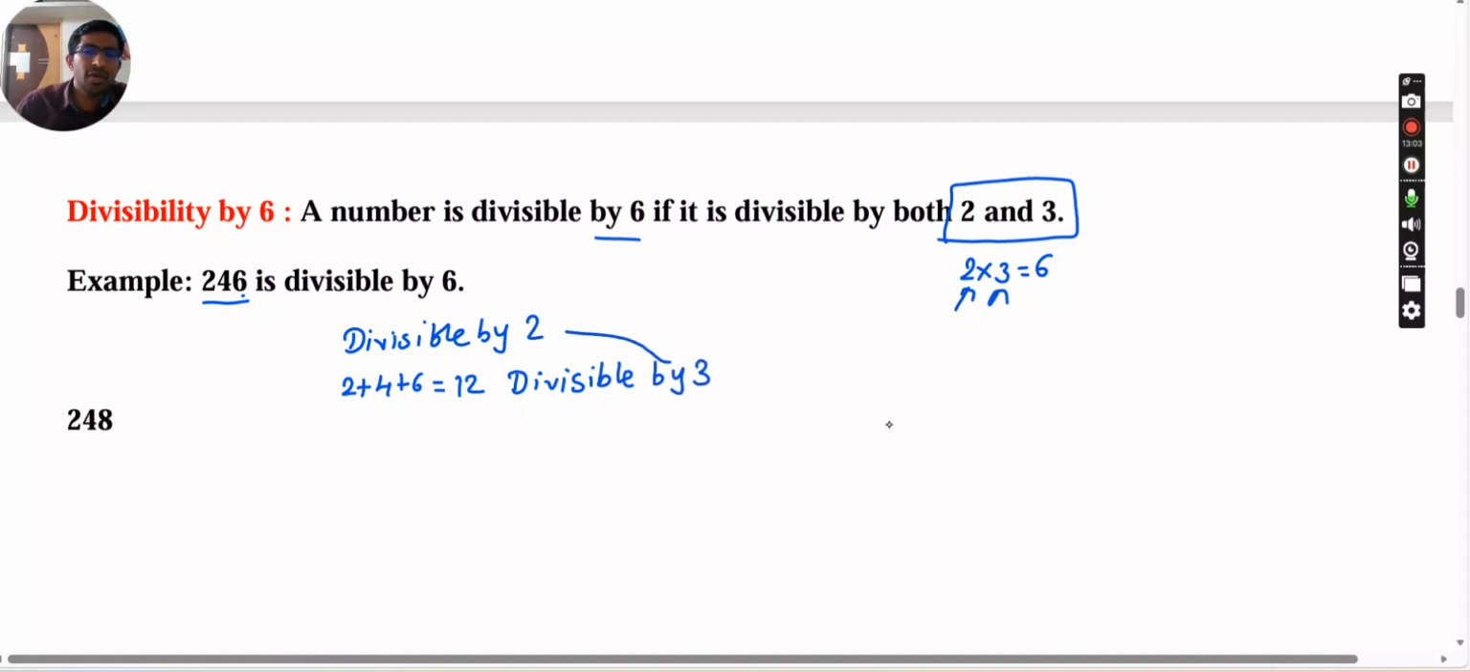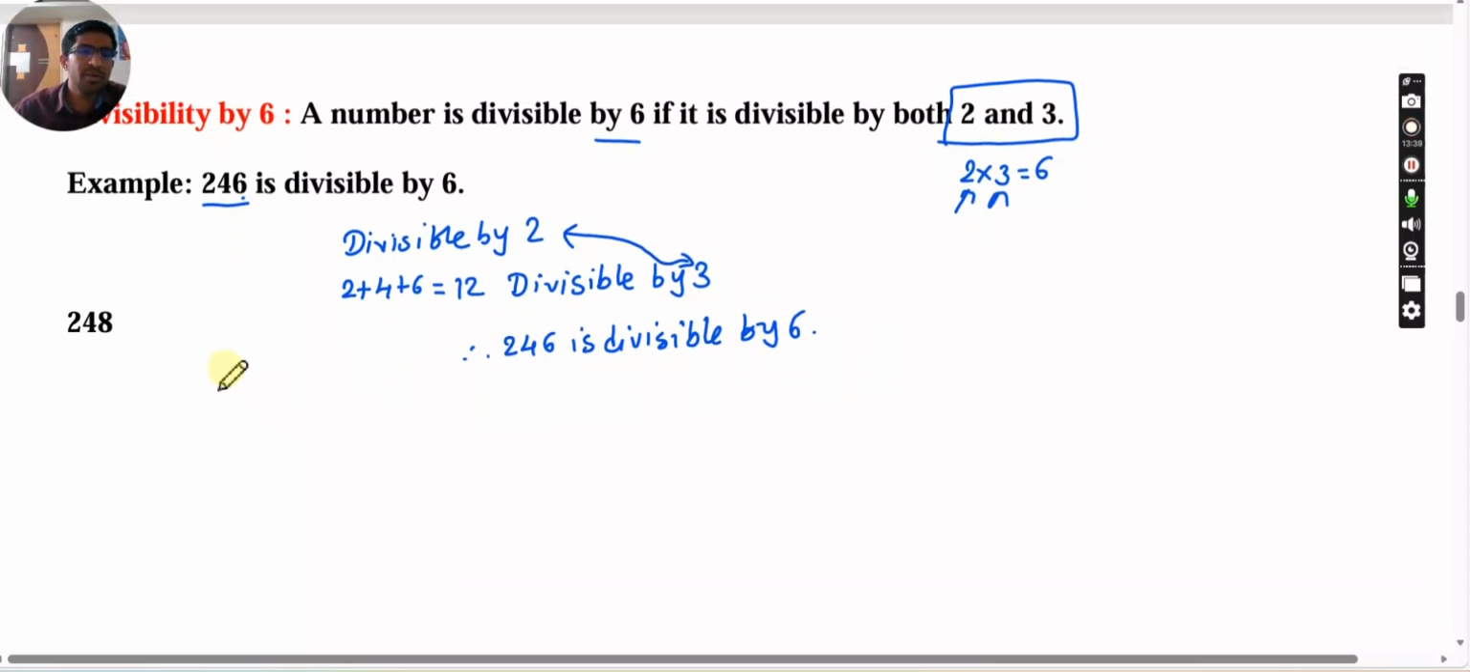Since the given number is divisible by 3 and also divisible by 2, we can say that, therefore, 246 is divisible by 6. So this is the divisibility rule of 6. We need to check whether the given number is divisible by 2 and 3. That number must be divisible by both the numbers, that is 2 and 3, not either 2 or 3. Okay, so understood it properly.